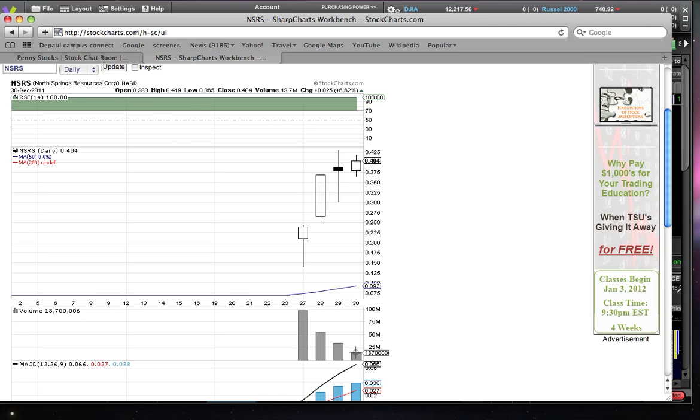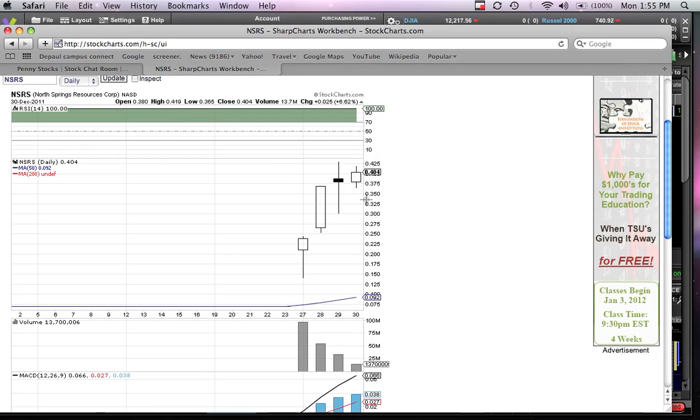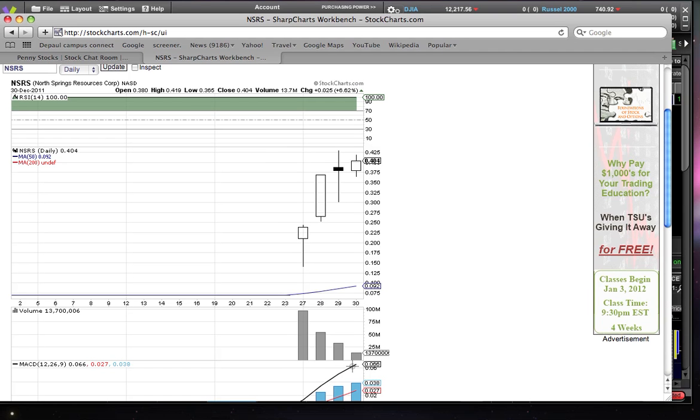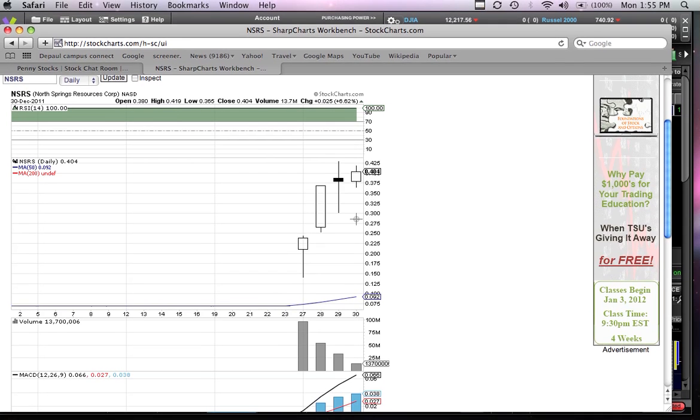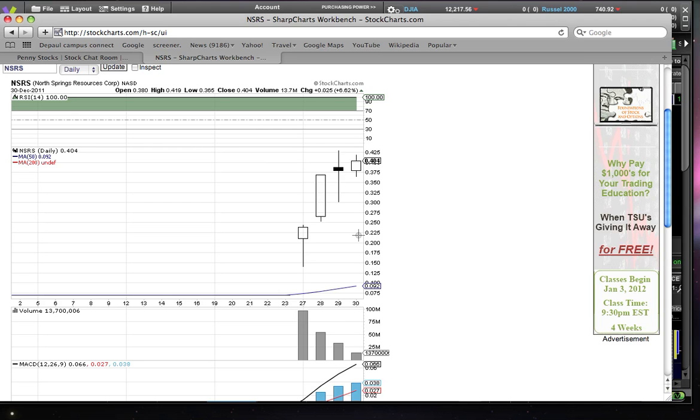Now, what we want to see tomorrow, you want to see a nice spike, certainly over 25 million shares, and that will really signify that there's a lot of demand in this range, and that'll enable NSRS to challenge that 50-cent level and possibly higher.